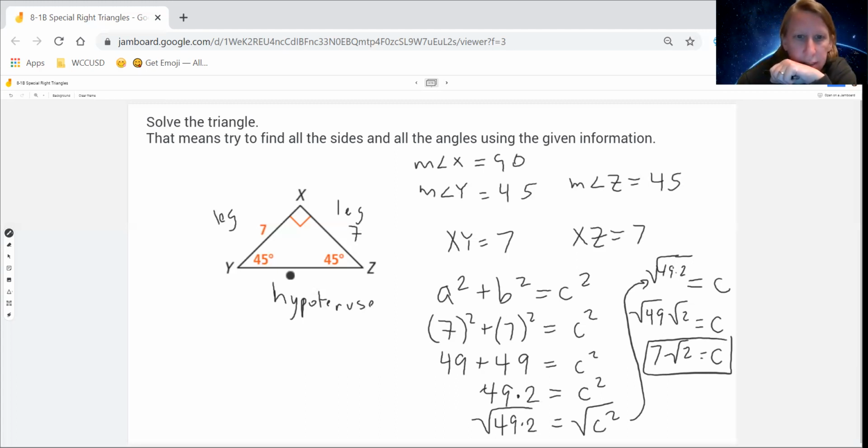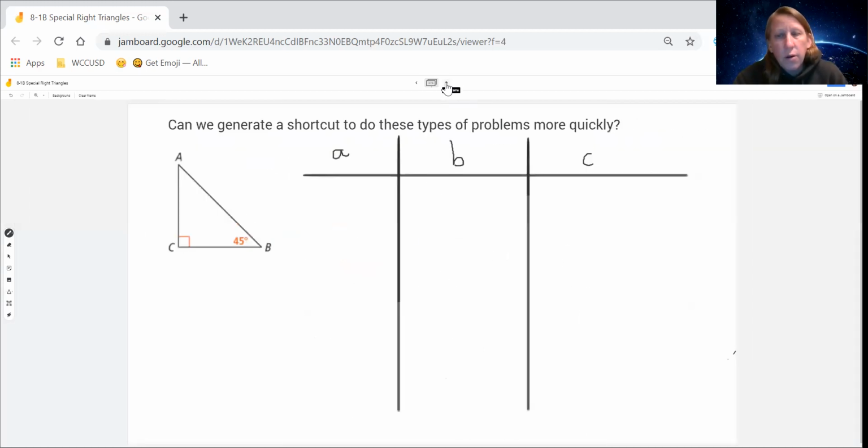So this is 7, this is 7, this is 7 square root 2. Did I solve the triangle? Yes, I did. I could be consistent with my lettering and with my notation, and say if the legs are 7, the hypotenuse is 7 times the square root of 2. So one thing we like to do with special right triangles is to figure out the relationship between the three sides. So let's say I'm going to label these sides A, B, and C.